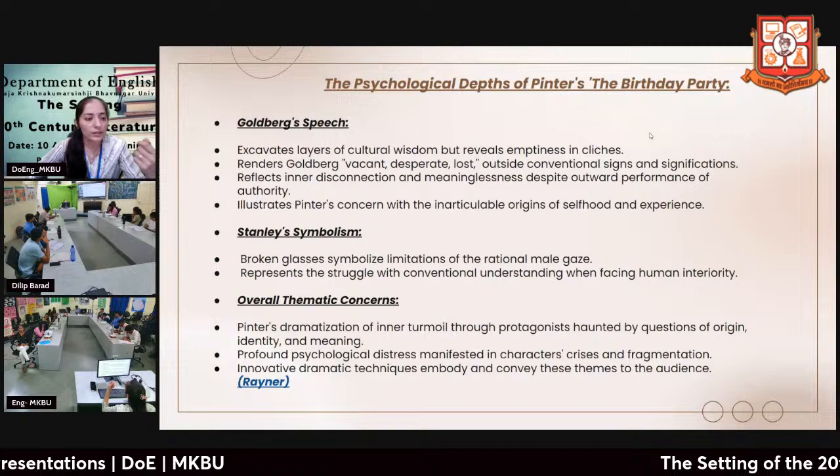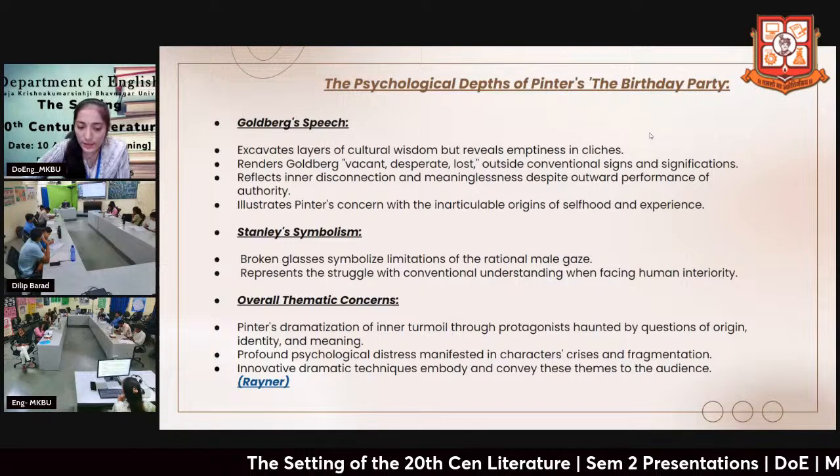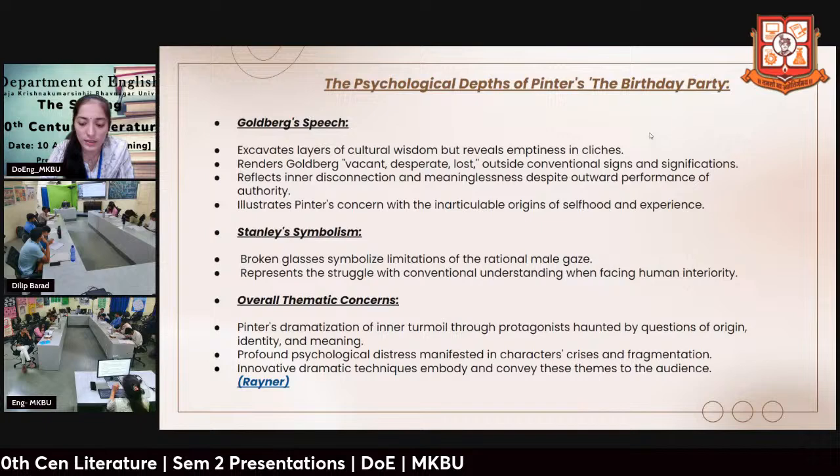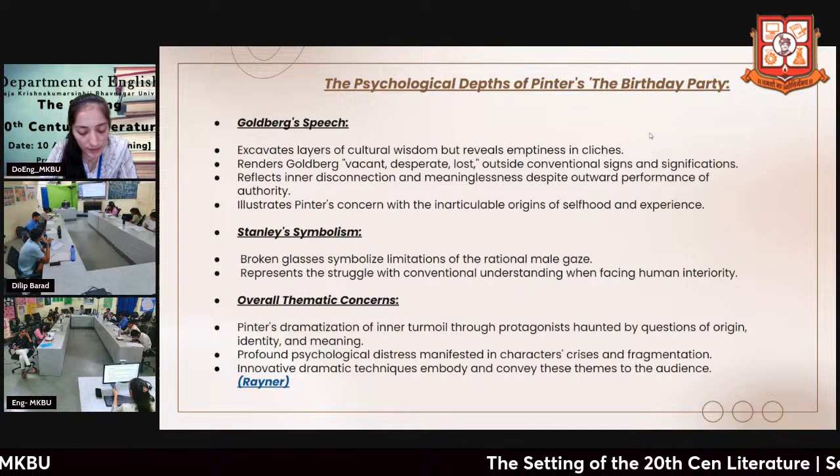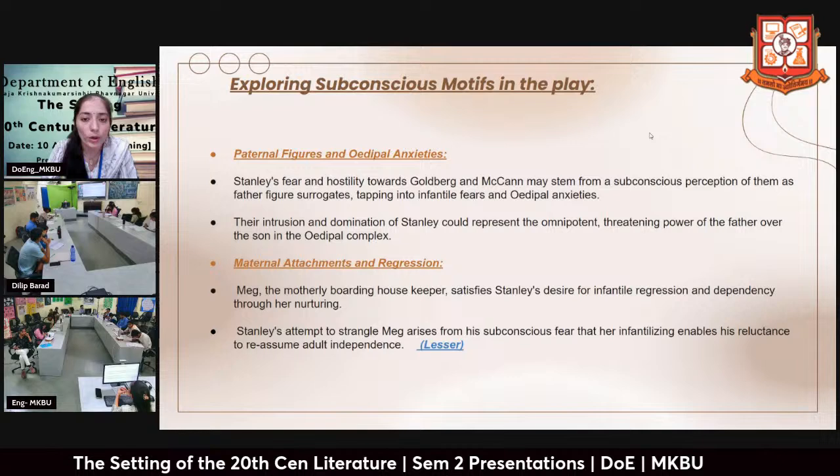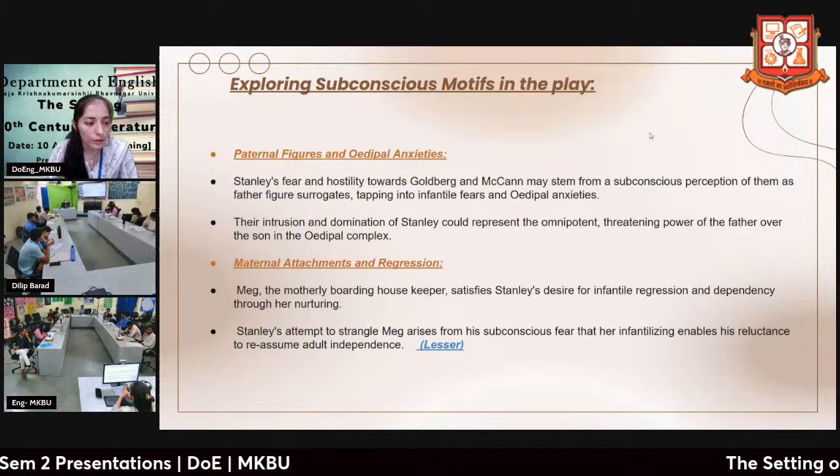Profound psychological distress manifested in the characters' crisis and fragmentation. Innovative dramatic techniques embody or convey these themes to the audience. This information I have taken from Reiner Elias's article, Harold Pinter's Narrative and Presence, exploring subconscious motives in the play, like paternal figures and Oedipal anxieties that we talked about earlier.